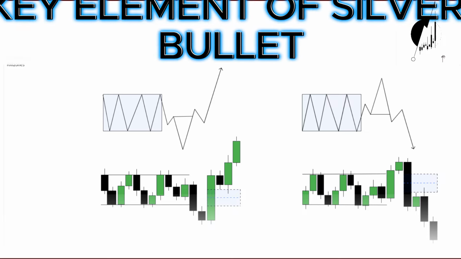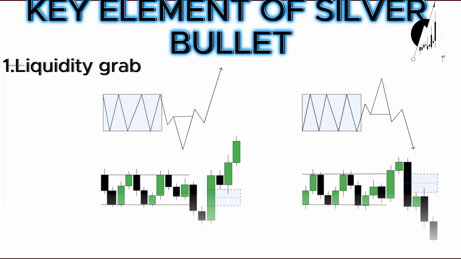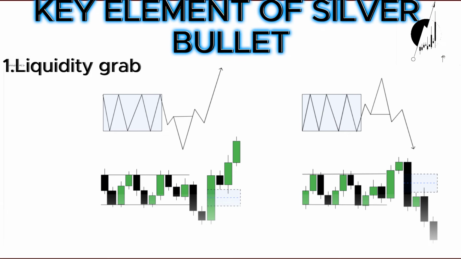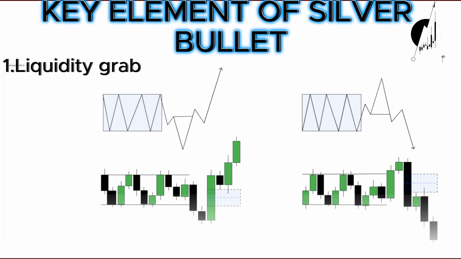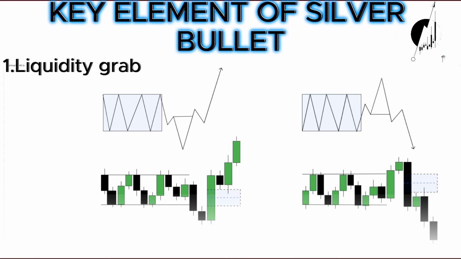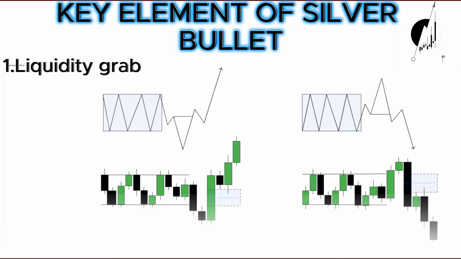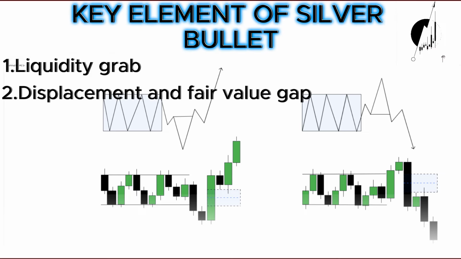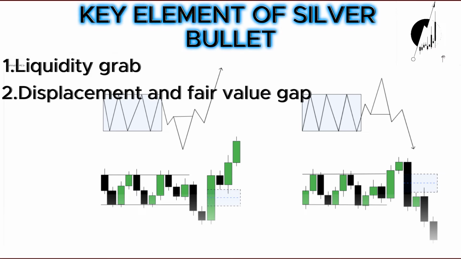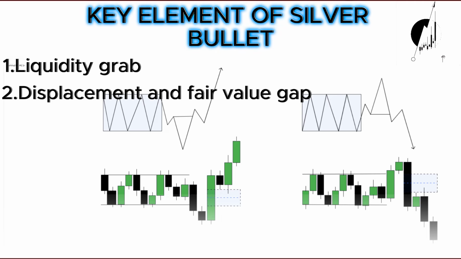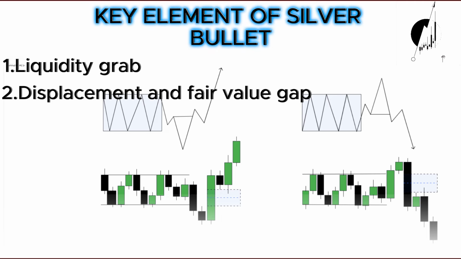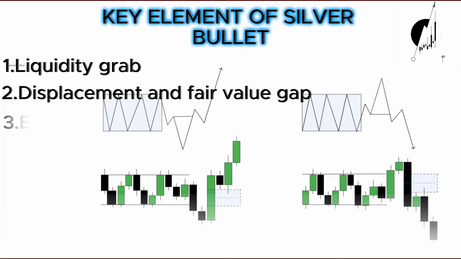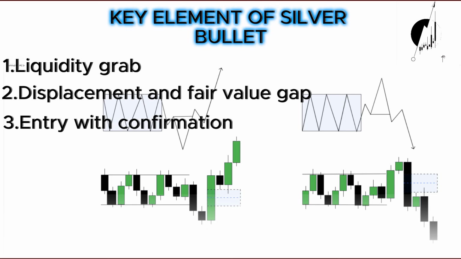To execute a silver bullet trade, liquidity grab is important. The market takes out obvious highs or lows to trap retail traders. Displacement and fair value gap: a strong move in one direction, leaving an imbalance. Precise entry with confirmation, using an order block or the FVG for entry, targeting a logical take-profit level.